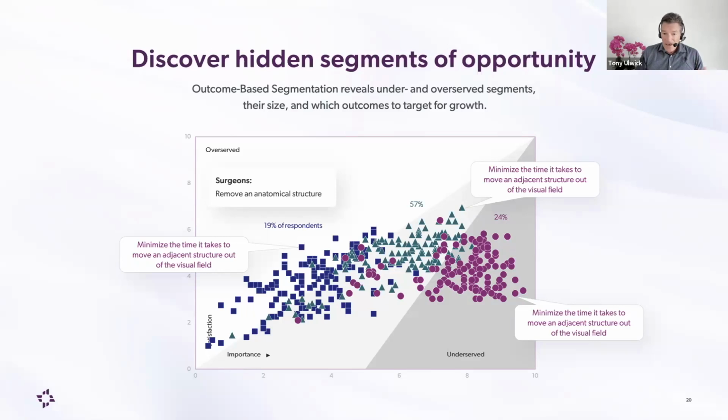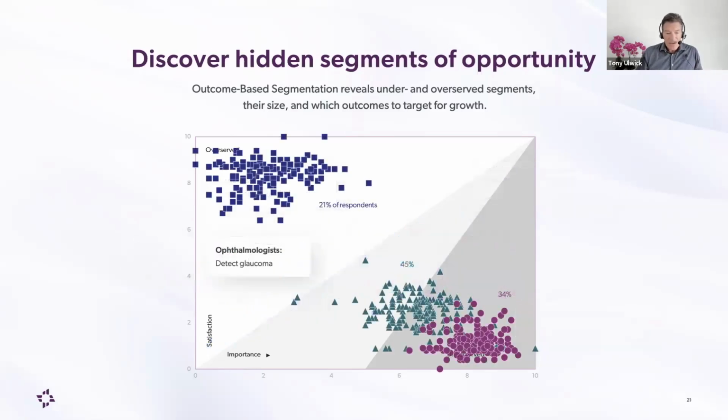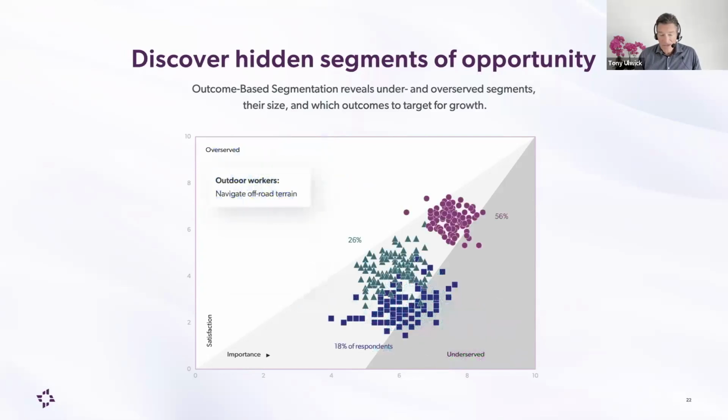All right. I can give you a few examples here. This is ophthalmologists who are trying to detect glaucoma, and you see this segment up in the far left, 21% of the population, highly overserved, while almost 80% of the market is highly underserved. Two very different views of the same market. And of course, as I'll show you, each requiring a very different strategy.